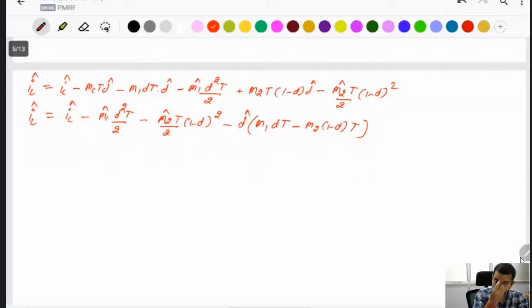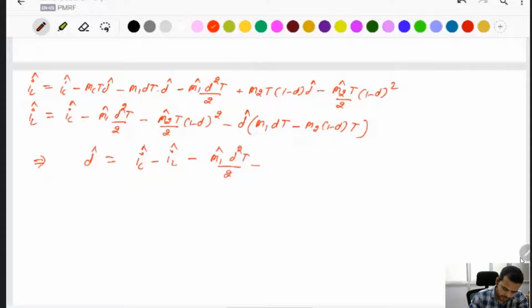Then find D cap. Asking the question, find D cap: transfer D cap to the left side and IL to the right side. Then D cap is equal to IC minus IL cap minus M1 cap D square T minus M2 cap T divided by 2 (1 minus D) square, divided by, take amount 1.